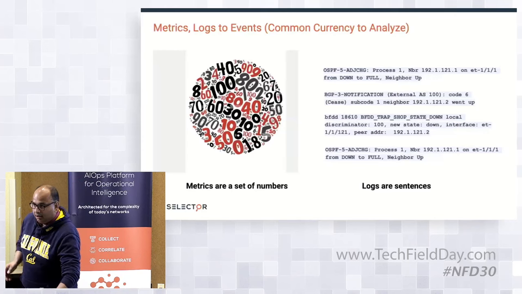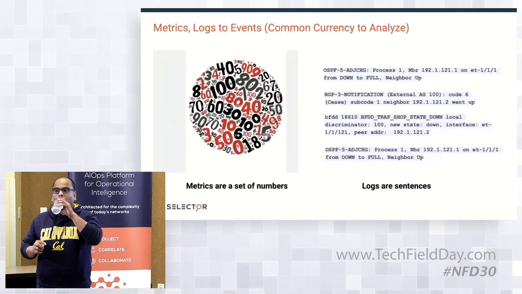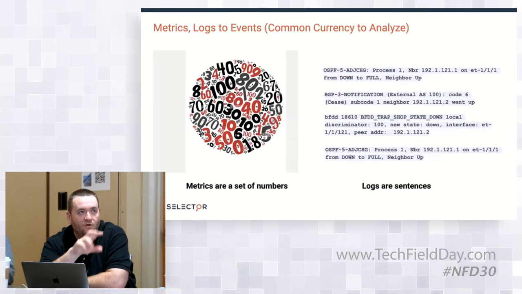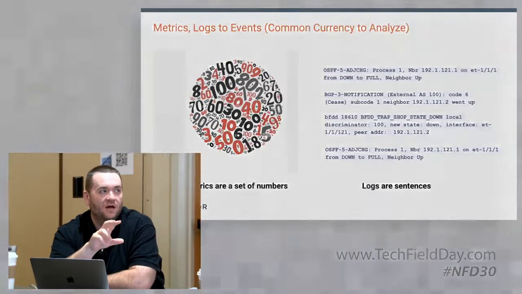And one of the things that I think also needs to be considered is there's a lot of static elements that contribute to the analysis of our network. Things that don't change, things that don't show up in logs, things that don't show up as metrics that are kind of steady state, but have an impact on the analysis of what's going on.